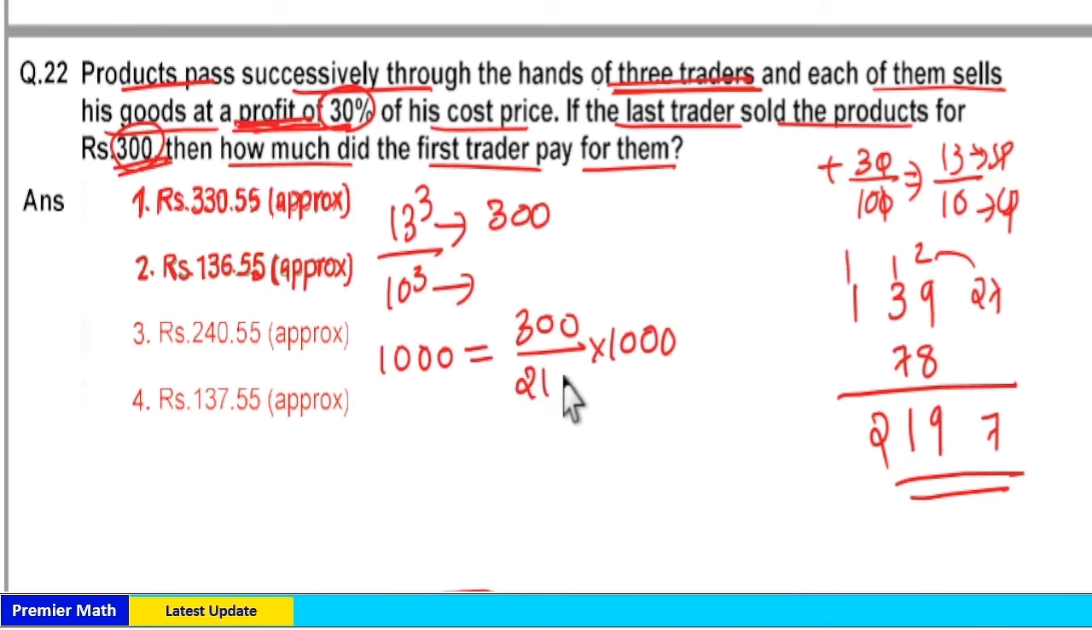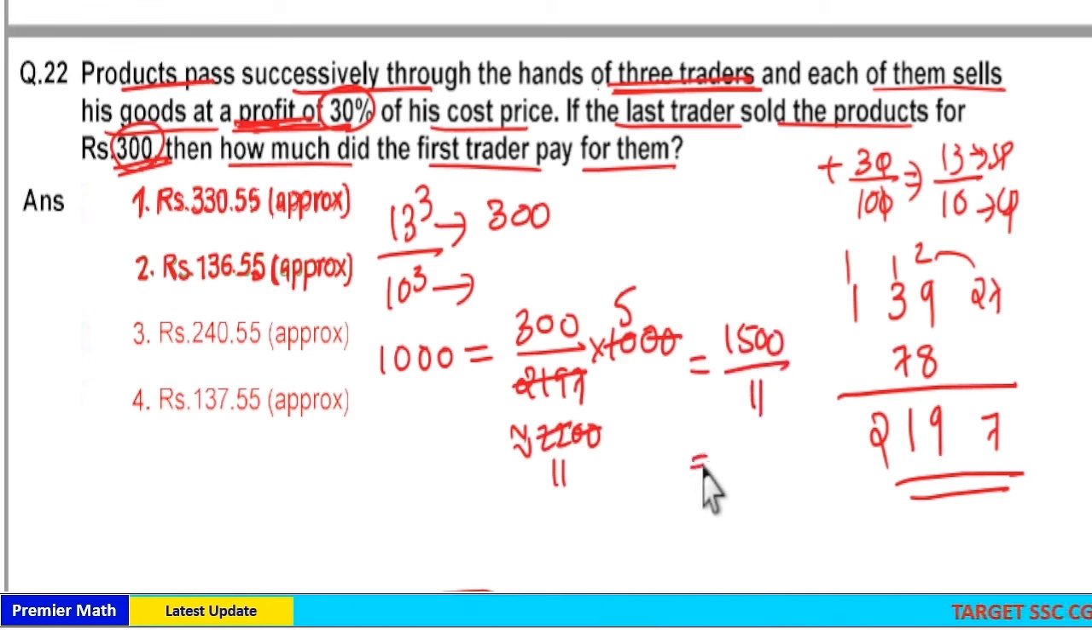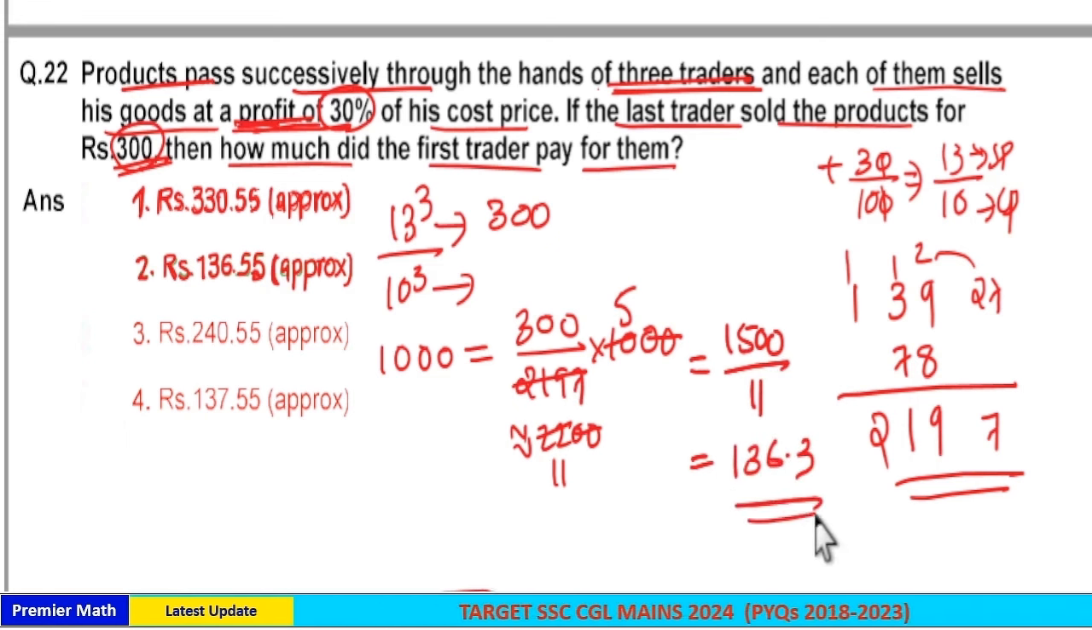Now if I approximate it as 2200, the double zero cancels, 2 goes 11 times in 22, 2 goes 5 times in 10. Now this will become 1500 by 11. 11 goes 1 time in 15, 3 times in 40, 6 times in 70 and 3 times in 40. So 136.3. Option 2 is your answer.